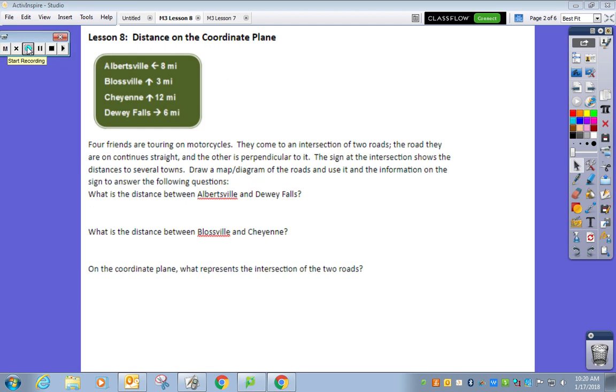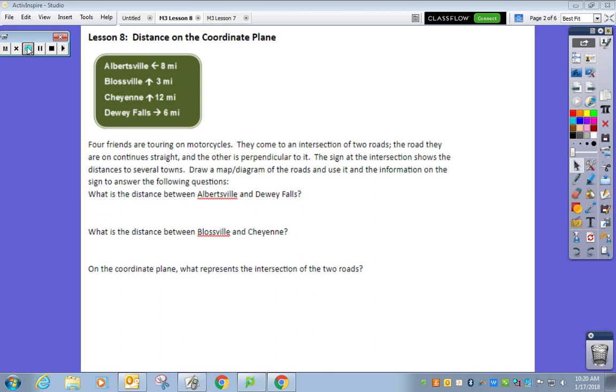Okay, so in lesson 8, we're going to be looking at distance on the coordinate plane. We're going to use a real life example to get an idea of what this is about, and then we will look at some coordinate plane examples. So the problem says 4 friends are touring on motorcycles.